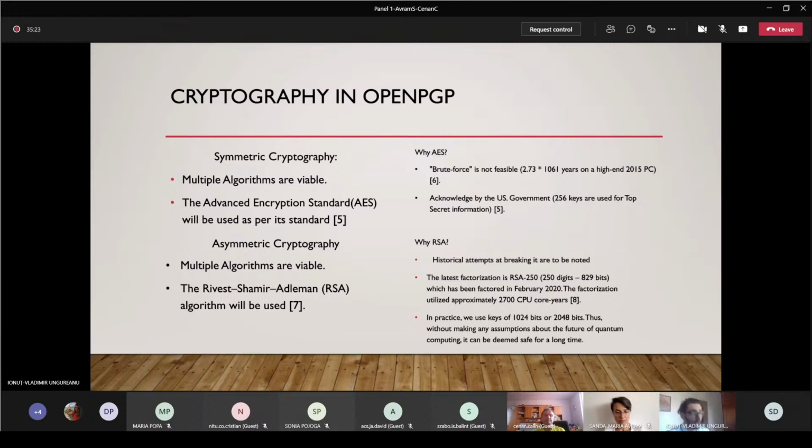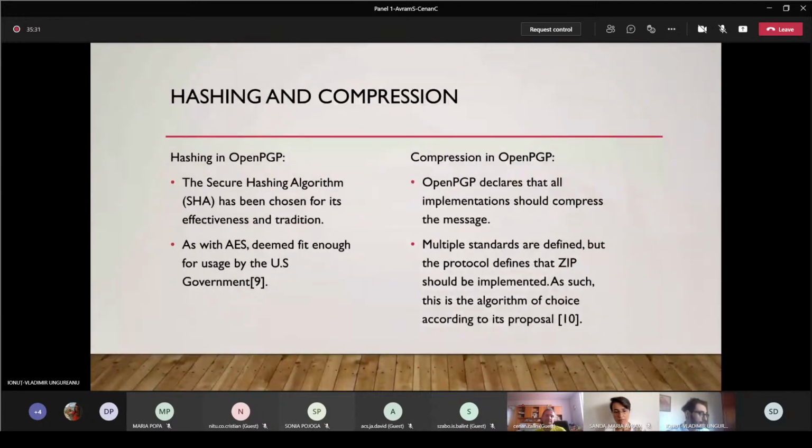Naturally, these are historically important. They are acknowledged even by the United States government and used for top secret information. Hashing and compression are also necessary. For hashing, we have chosen the SHA algorithm for the simple fact that it's, again, recognized and used even by the government. And for compression, the protocol recommends zip, and that's why we have used it.